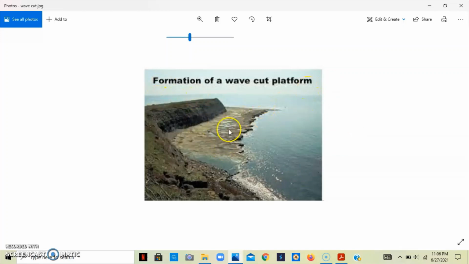Now, the section that you're seeing here is the wave-cut platform. All of this section here is the wave-cut platform. So many years ago, this area was actually a cliff, but because of erosion taking place, the base of the cliff was eroded and it made it very unstable. So the cliff eventually collapsed to leave behind the wave-cut platform.